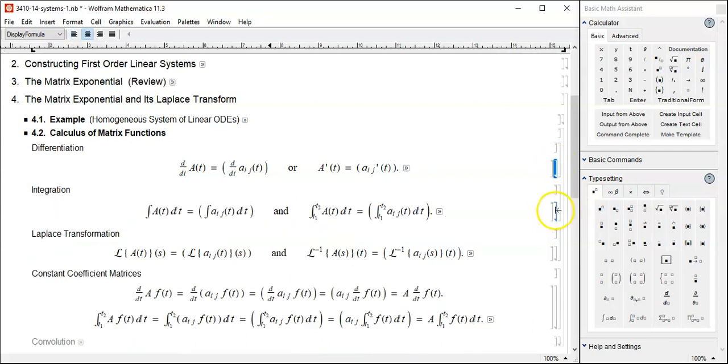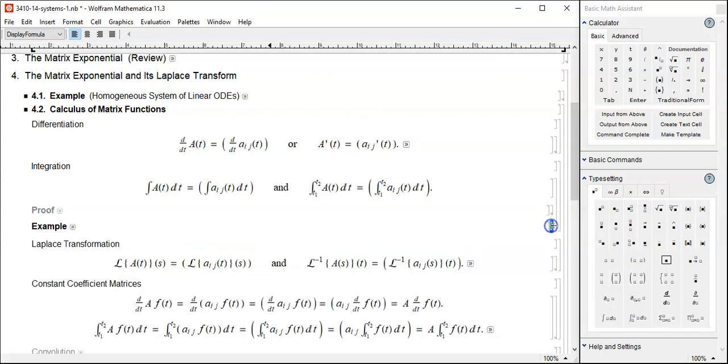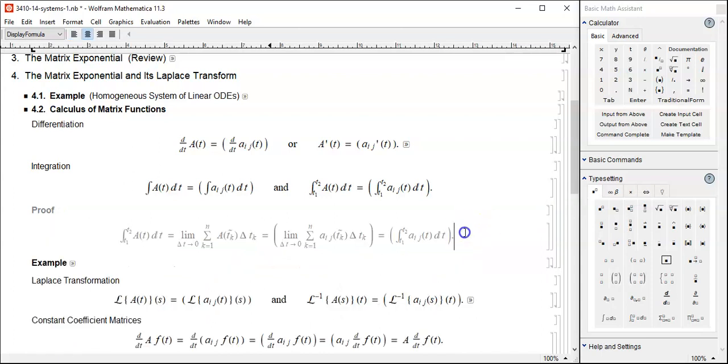How about the integration? Similar, we can simply take the definite integral of each entry separately, apply the fundamental theorem of calculus 4 times, one for each entry, and that's it. Indefinite integral, I'll try not to use it very much because there's a bit of a problem. The proof, well, proof is again a one-liner.